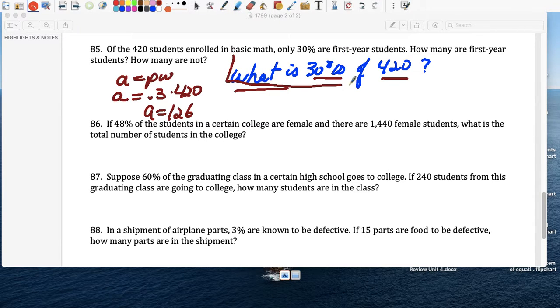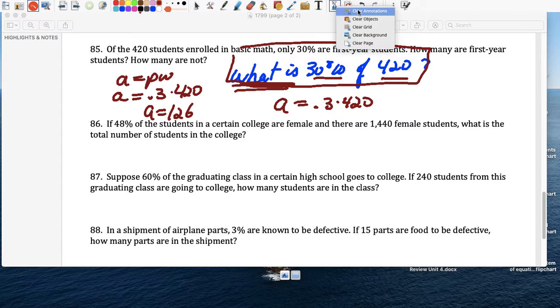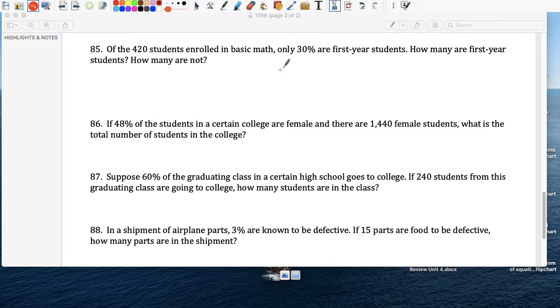Once we have this equation, if I wanted to translate it straight to a sentence, look how easy that is. What is, we'll call that A, equals 0.30 multiplication of 420. Notice we get the same exact equation. Translate. And how many are not? You would take this and subtract. So the number of kids who are taking that class for a second or third time is 294.